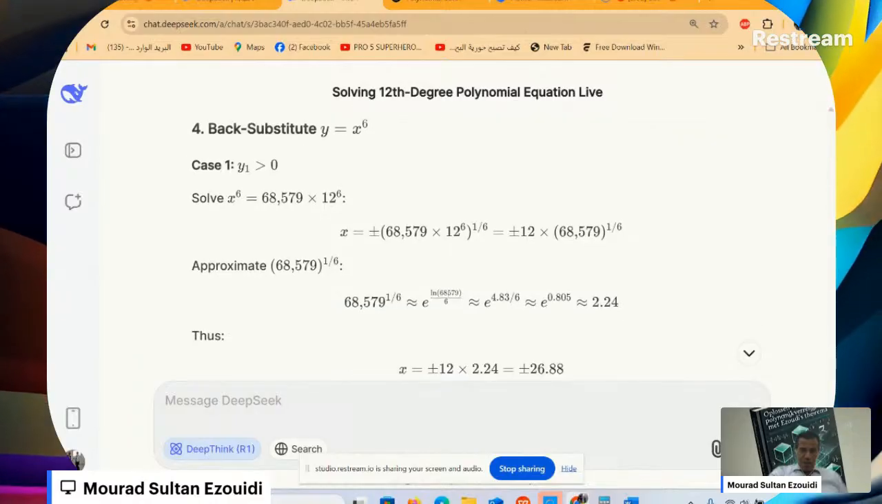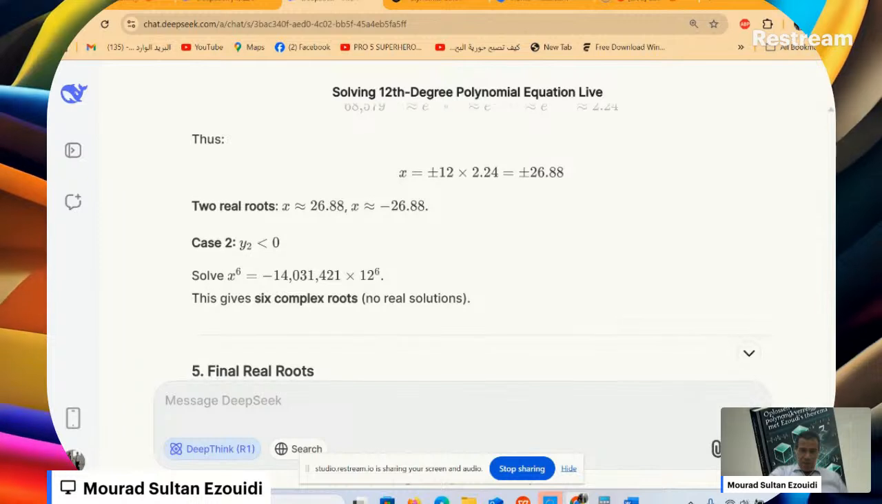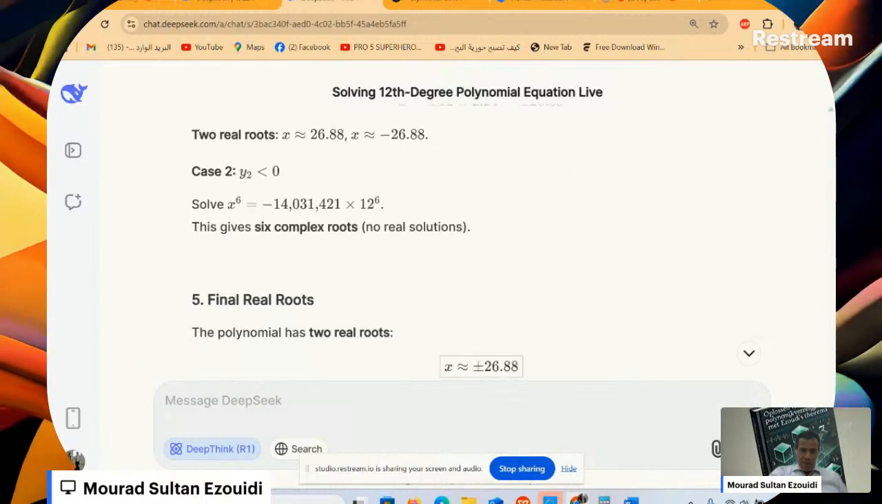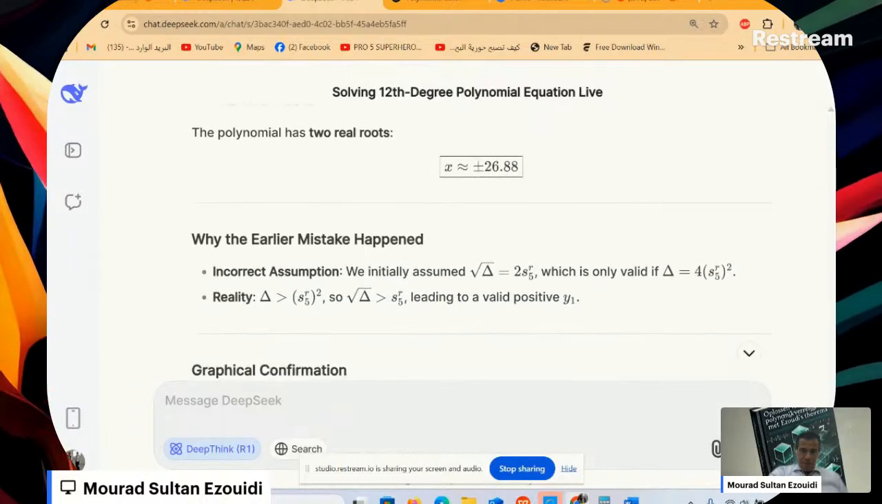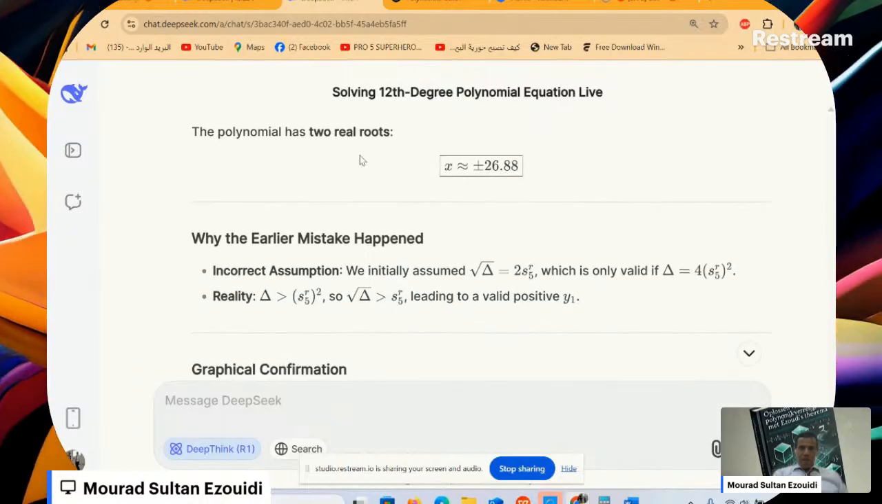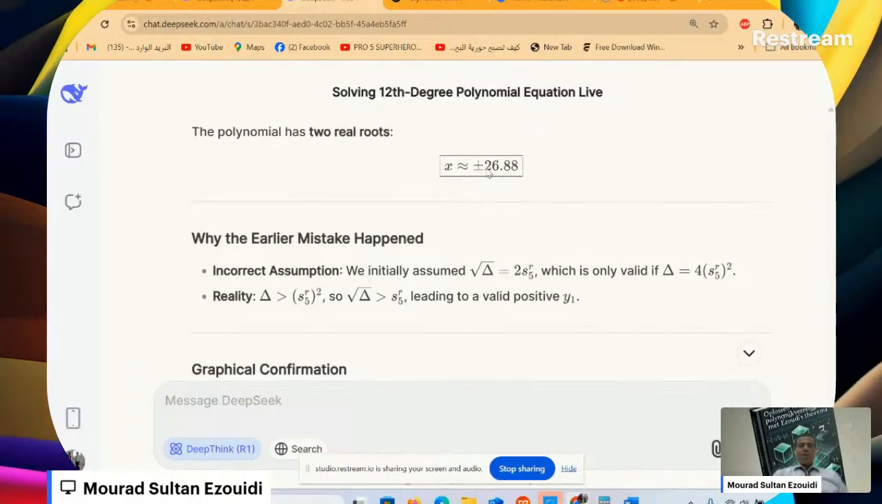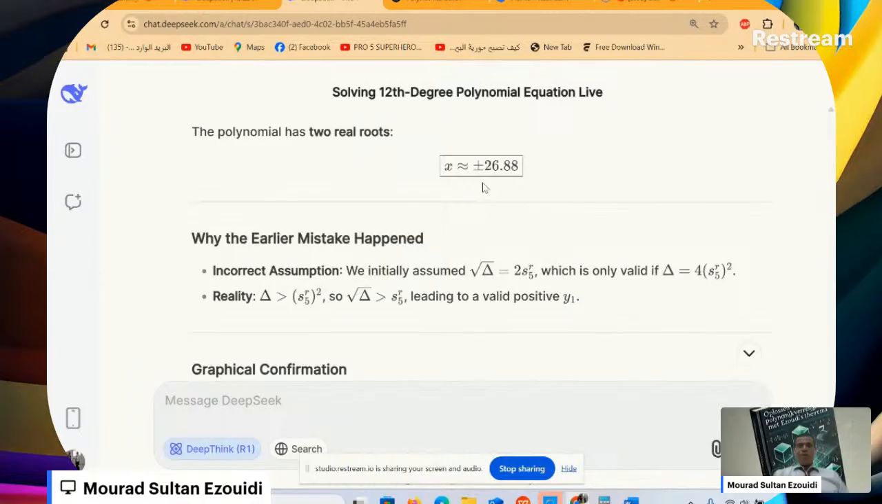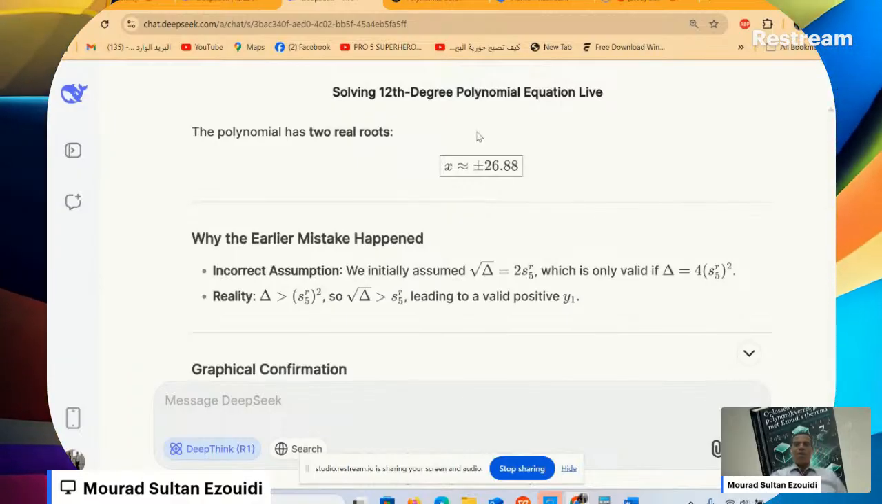He told that, okay, you see, two real roots, x plus negative 26.88. Okay, before he told that complex number. So he was confused.